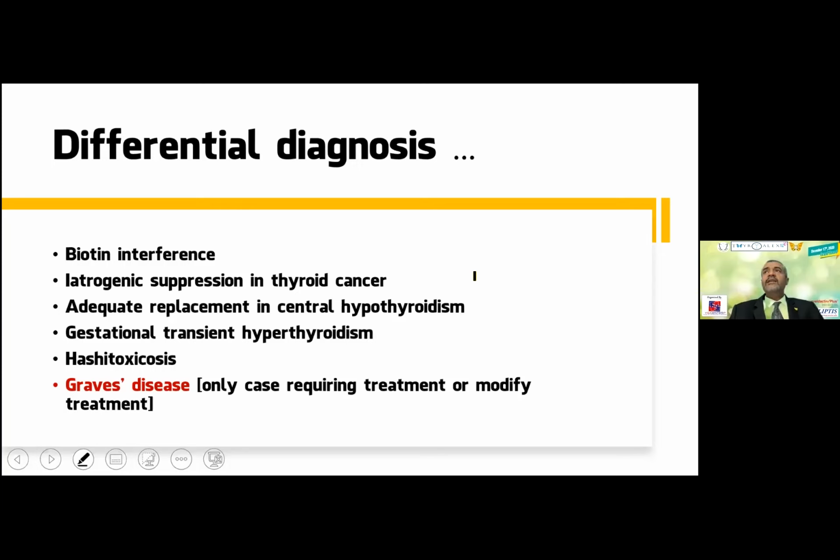And then I have presented to you all these cases, and maybe the current example would be Hashimoto's, which is a tricky diagnosis that has to be differentiated from Graves' disease. If TRAb confirms this diagnosis, these patients would only require beta blockers if needed, and eventually they would go into euthyroidism or hypothyroidism. Finally, the only situation where the patient actually received treatment is our final patient, because our final patient was properly diagnosed as Graves' disease, the only case requiring treatment or a modification of the treatment.